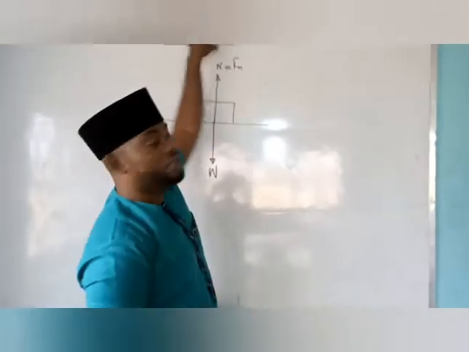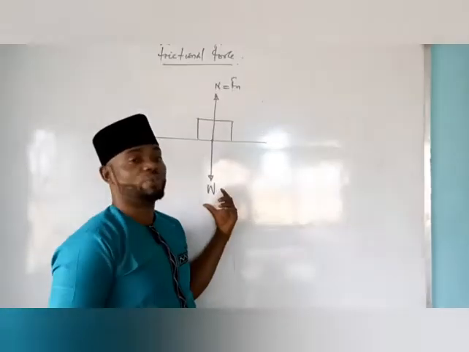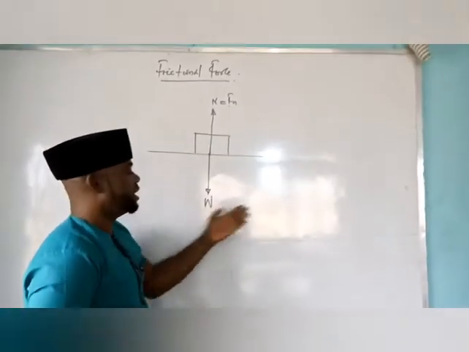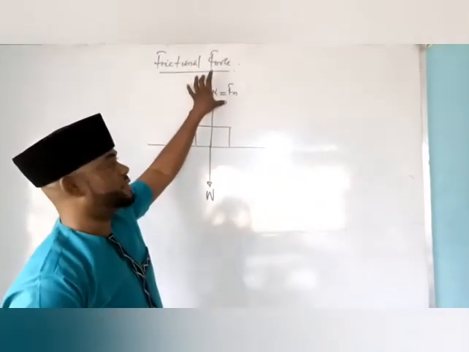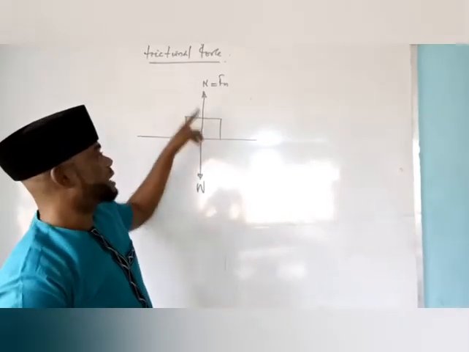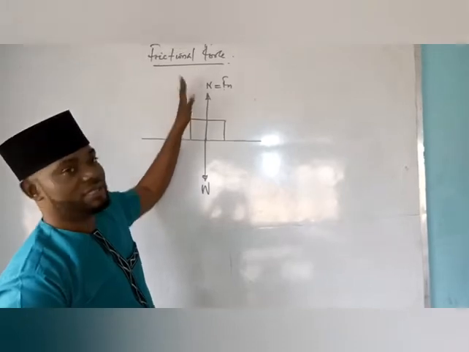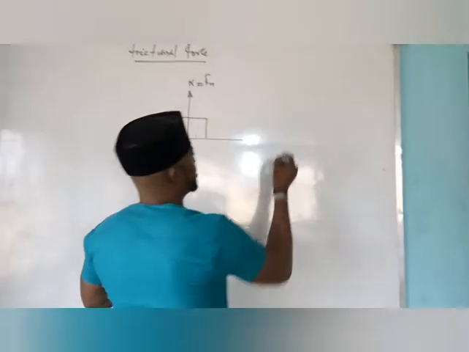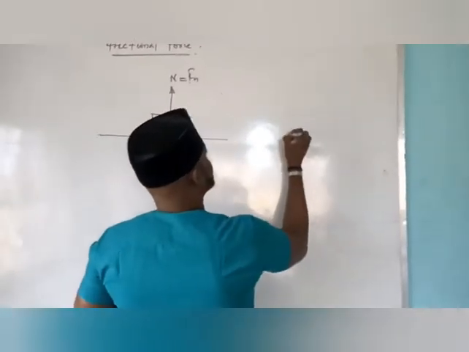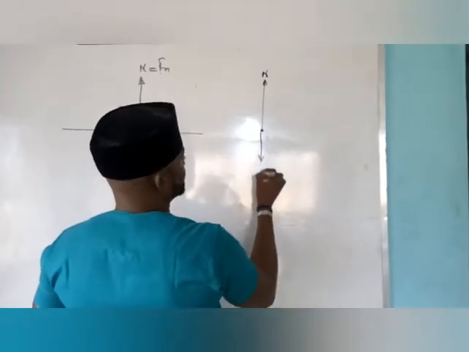Today we'll be looking at frictional force. In the last class, we focused on normal force as well as weight. We said that weight is the gravity on the body, and that normal force is the perpendicular force acting on the body, exerted in the upward direction. We draw a free body diagram to show that if this is the body, the normal force acts upward and the weight acts downward.